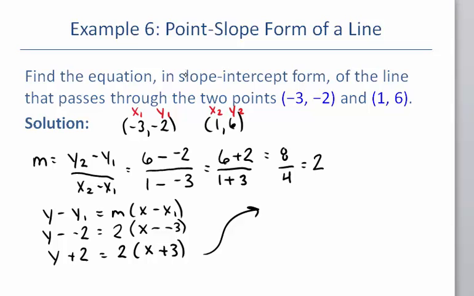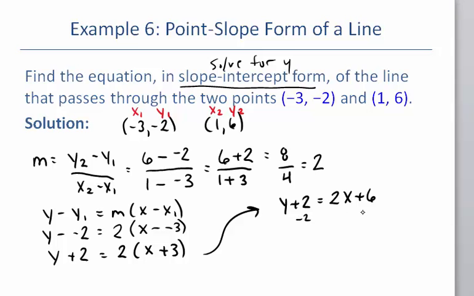Remember that if we want to write our answer in slope-intercept form, this means that we need to solve for y. So I'm going to distribute on the right-hand side. So the 2 times the x plus 3 becomes 2x plus 6. And then I'm going to subtract 2 from both sides. So y is equal to 2x plus 4, and we have our answer.